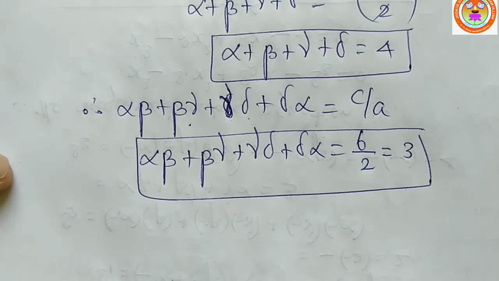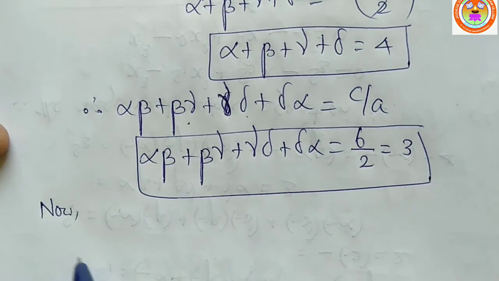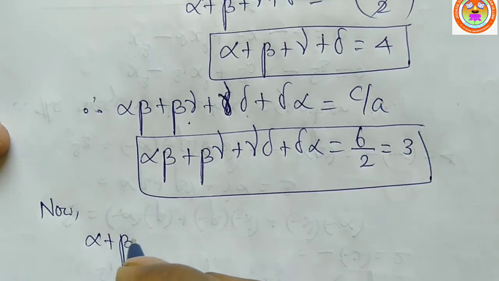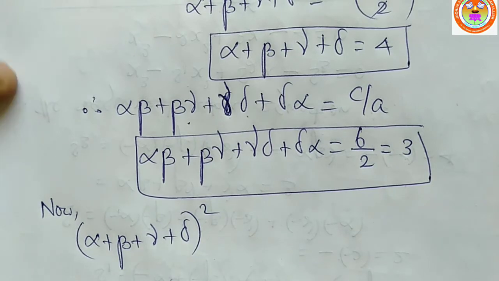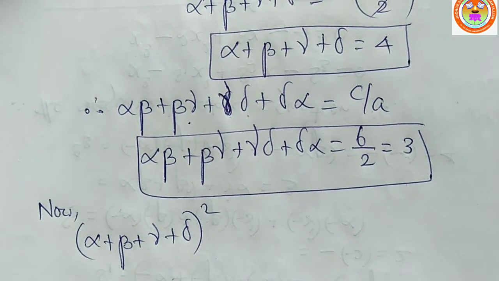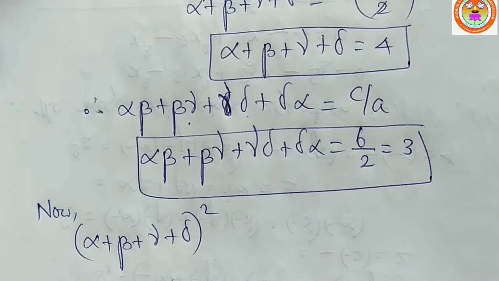Reason is, our aim is to find only alpha square plus beta square plus gamma square plus delta square. Now see this expansion, alpha plus beta plus gamma plus delta the whole square. But we have studied only a plus b the whole square, a plus b plus c the whole square, right? A plus b plus c the whole square is a square plus b square plus c square plus 2ab plus 2bc plus 2ca.